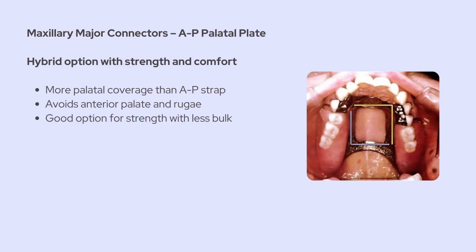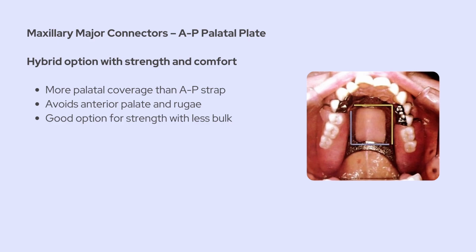Then there's the anteroposterior palatal plate, which is kind of a hybrid. It gives you the rigidity of the anteroposterior strap, but with a bit more palatal coverage, though it's not as bulky as the complete plate. It's a really solid option when you need strength and coverage, but still want to avoid the rugae or anterior palate for patient comfort.